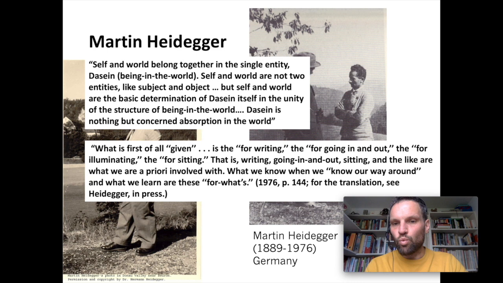Now this should actually remind you of the theory of James Gibson and his affordances. Basically what Heidegger is saying here is that the first thing that's there in our experience is affordances. Before we make things into objects, we just see opportunities for action. That's the first thing we see, and that's what the world is to us in the first instance.